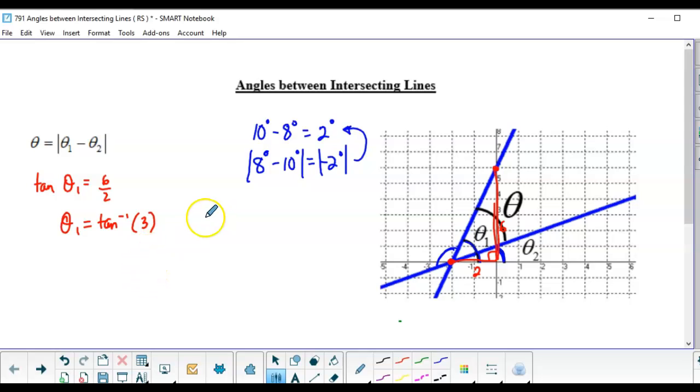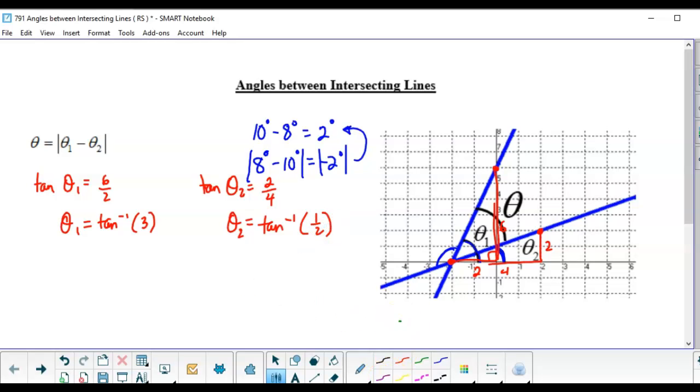We can calculate that in a sec. And then if you look at this other line, that's a good point, an x-intercept. This looks like a good point. So that's 2 and that's 4. So tan of theta 2 is 2 over 4, which reduces to 1/2. So theta 2 is tan inverse of 1/2.